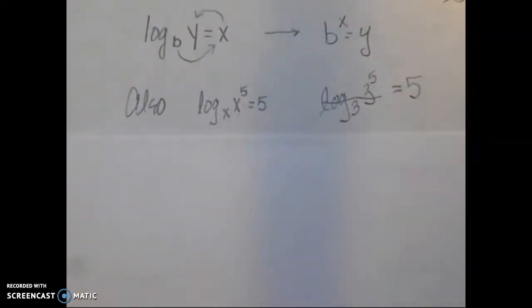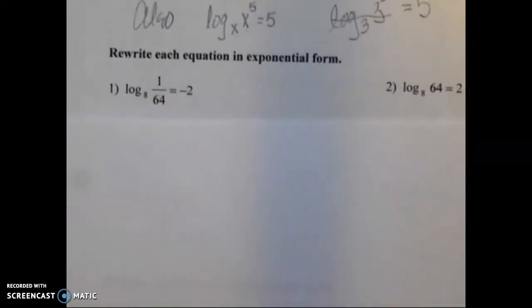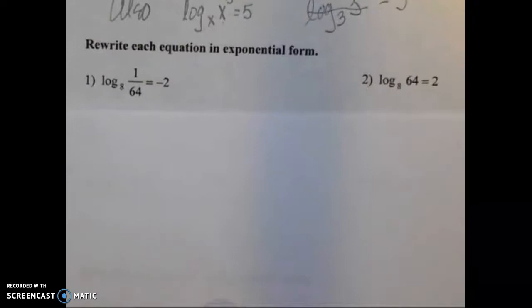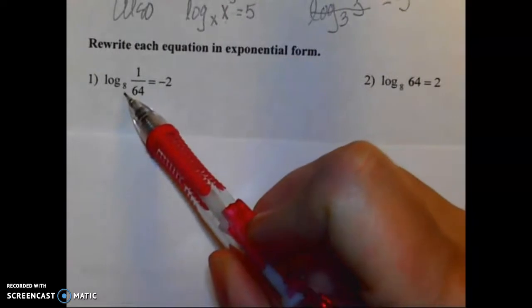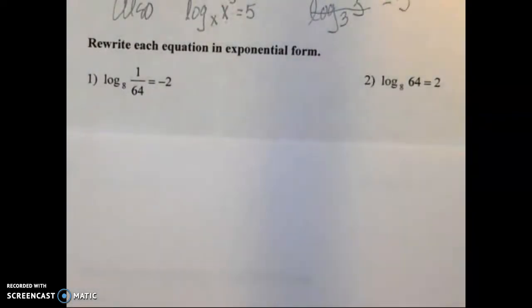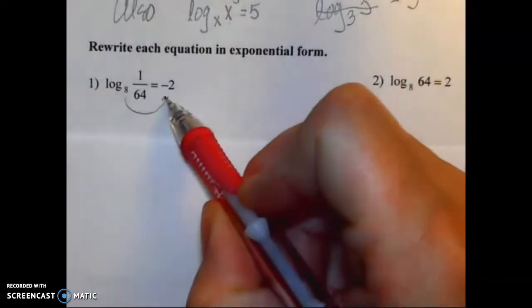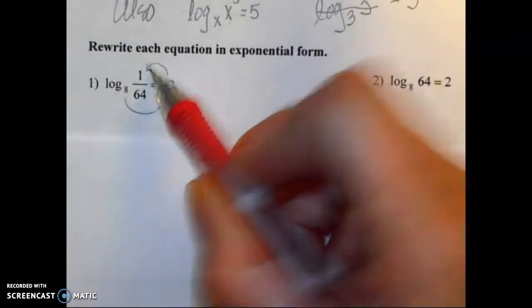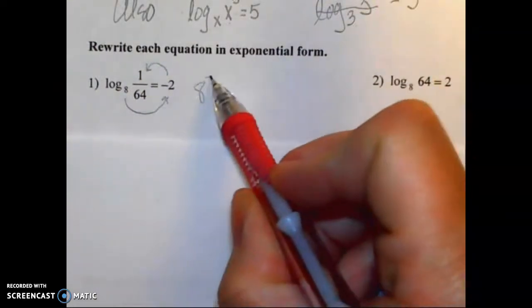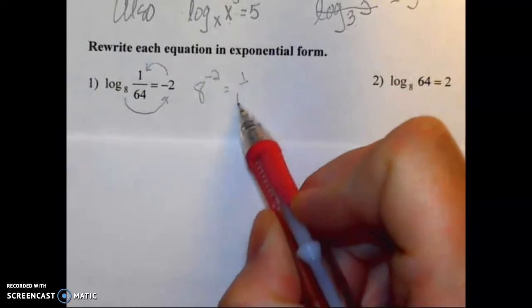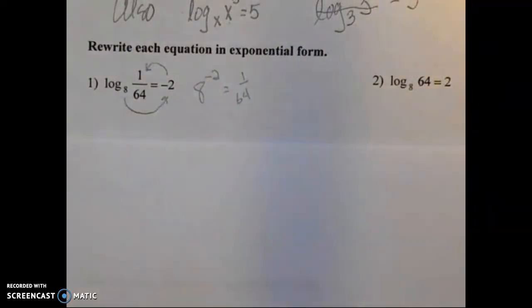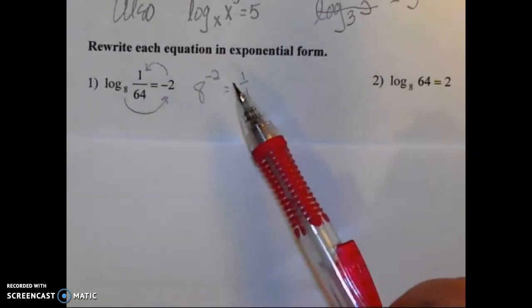So 2 things we just talked about, and here's the application of it. Rewrite each in exponential form. Friends, you need the arrows. This is going to help you remember. So you start with the base, which is an 8. It's 8 to the negative 2 equals 1 over 64. That's the exponential form. So here it is in log form, and here it is in exponential form.